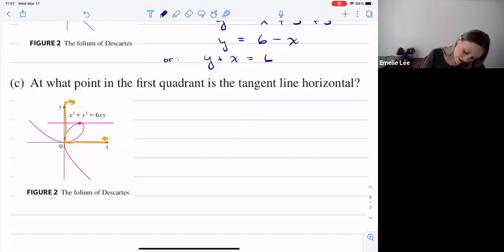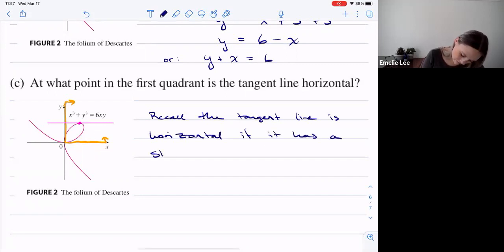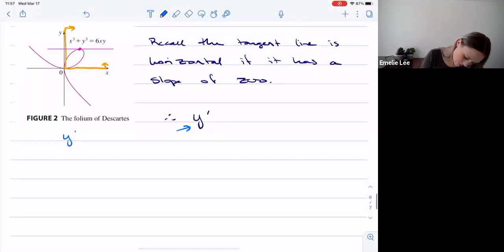So recall, the tangent line is horizontal if it has a slope of 0. Therefore, remember y prime is the slope of the tangent line. And let's just remember that y prime is the slope of the tangent line.